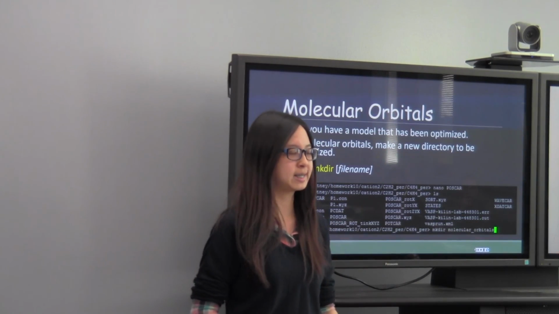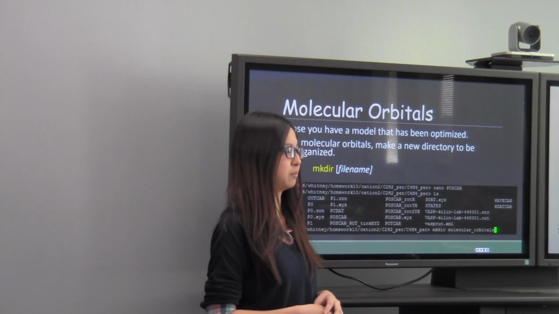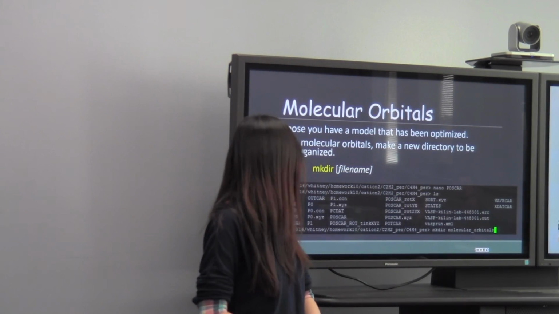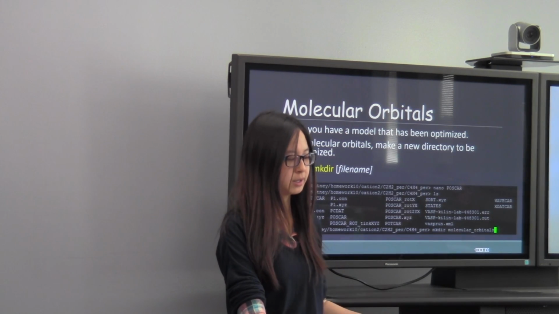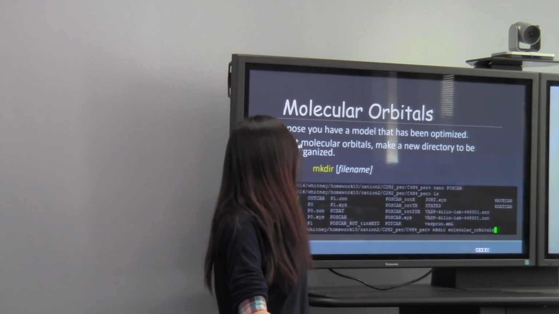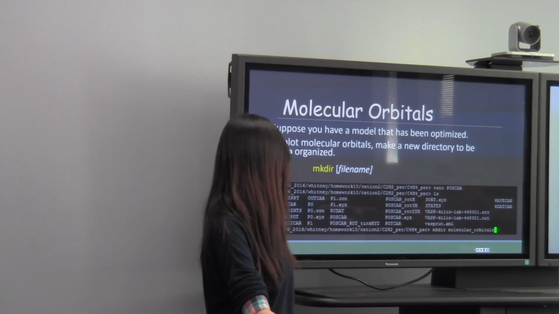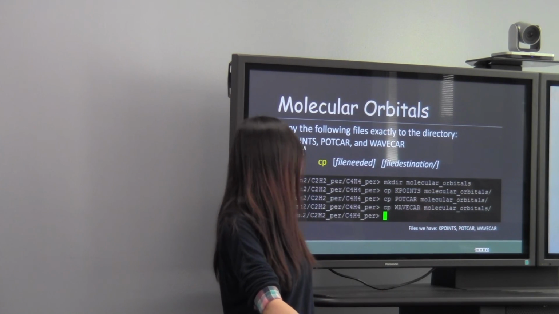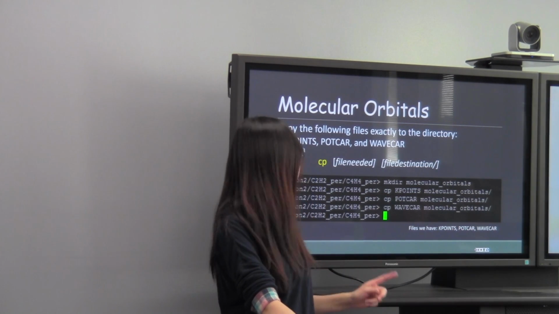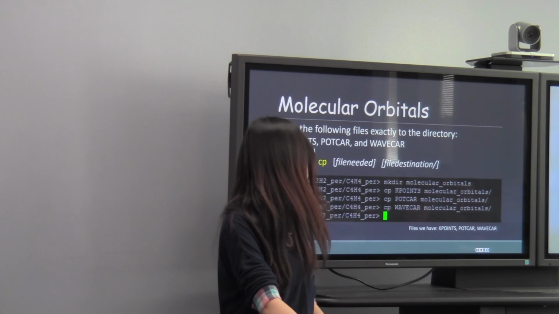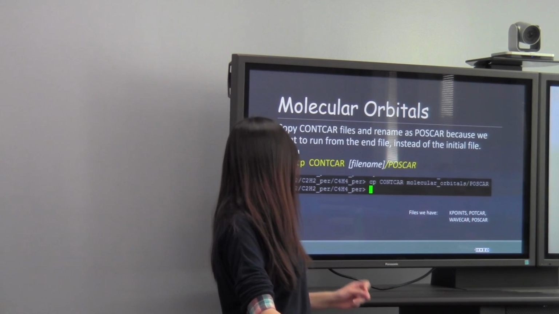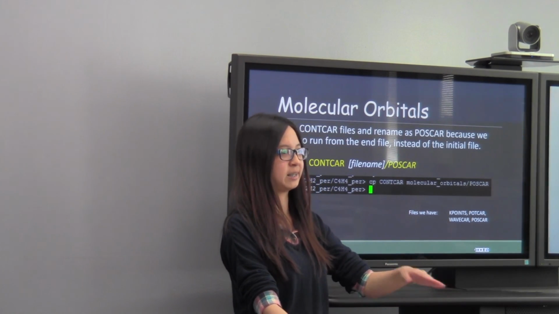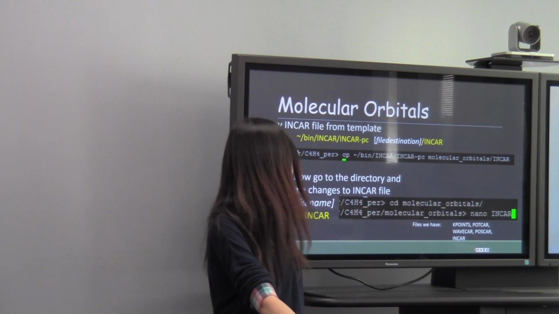If you want to visualize your molecular orbitals instead of using the graph, you also have to have your optimized structure, and you should make a new directory because quite a lot of orbital files will be generated. Copy the following files: KPOINTS, POTCAR, and one more extra file, the WAVECAR. Again, copy the CONTCAR instead of the POSCAR because we want it from the final data, not the initial data. Otherwise, you will not get anything at all.